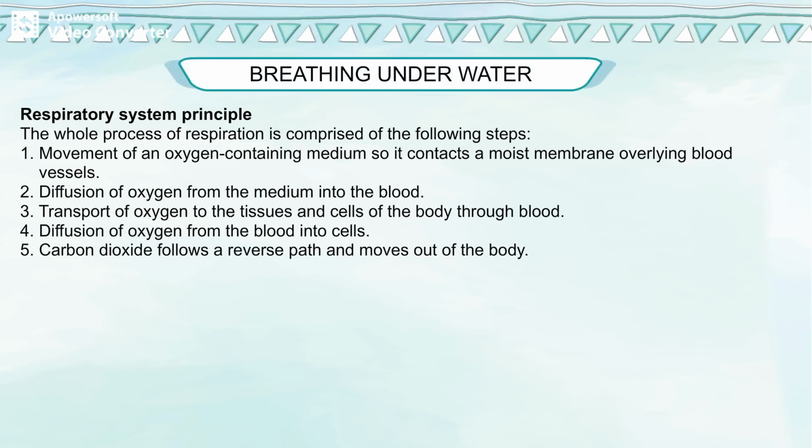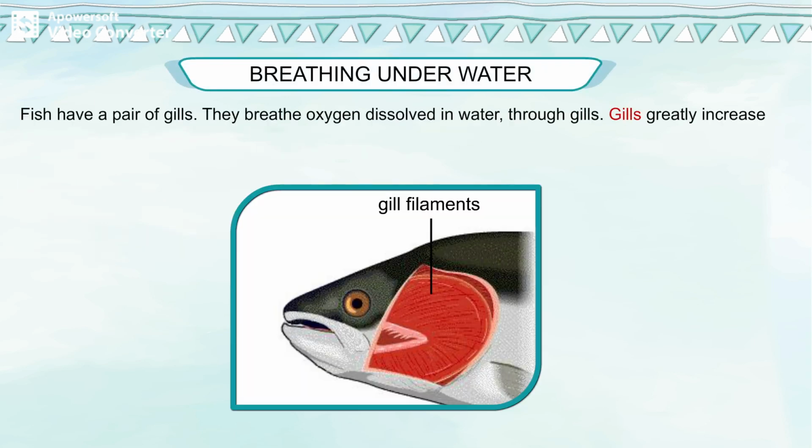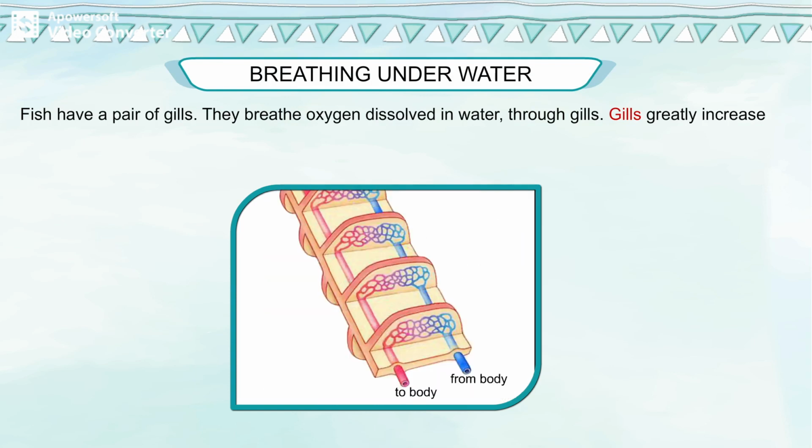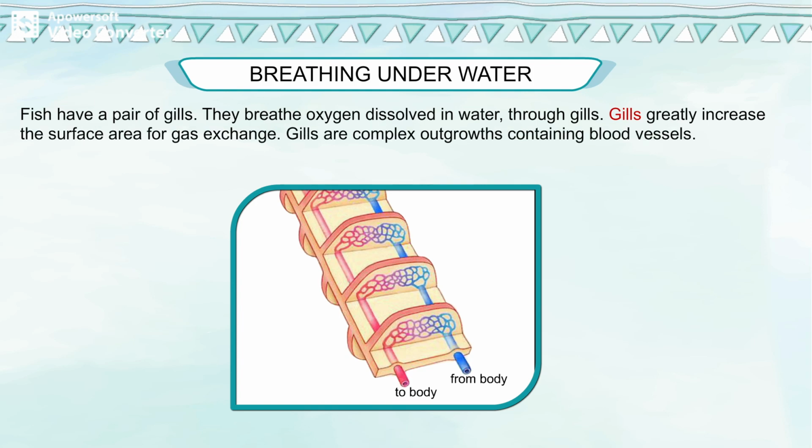Breathing underwater. Fish have a pair of gills. They breathe oxygen dissolved in water through gills. Gills greatly increase the surface area for gas exchange. Gills are complex outgrowths containing blood vessels.